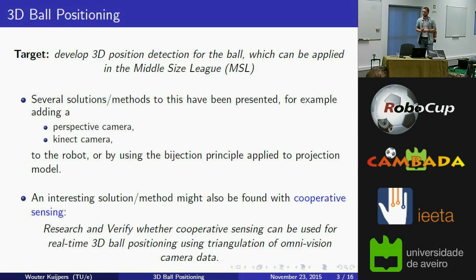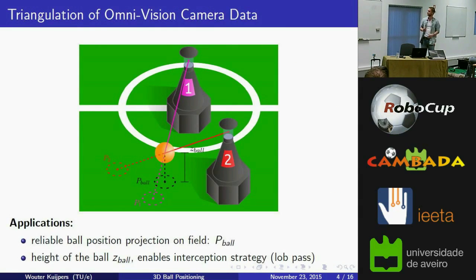We're actually interested in another totally different method, I would say, which is focused on cooperative sensing. So my assignment was to research and verify whether this cooperative sensing can actually be used for this purpose. So how does this look? We work with the triangulation of Omni-Vision camera data. We have two robots which both make a projection. In this case, robot 1 makes a projection at P1, robot 2 makes a projection at P2, and in the simplest case, crossing those lines will give you the 3D ball position.